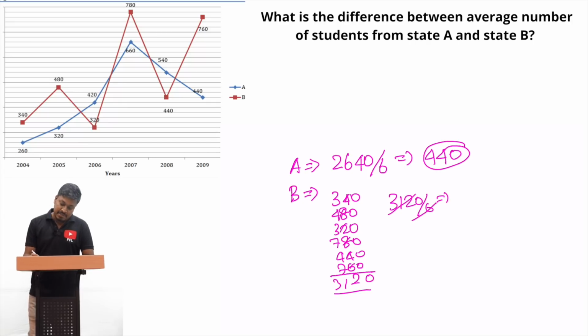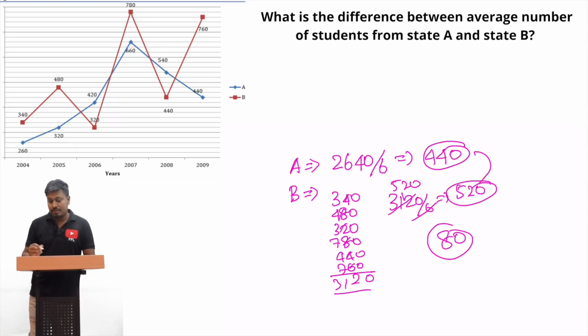So this becomes 6 5s are 30, 6 2s are 12, 520. So 520. So we have to find the difference, which is 80. So 440 and 520, the difference will be 80. So we can say that the answer for the last question will be 80. Either you can directly subtract these two values and divide by 6, or else you can divide each and every value by 6 and then find the difference.